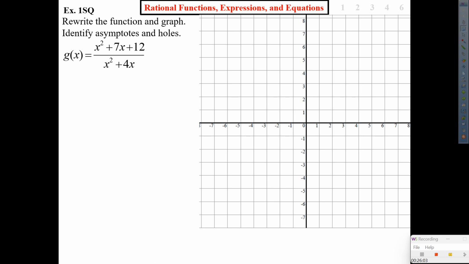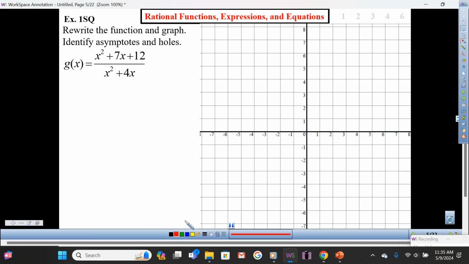Example 1, super Q. G of x equals x squared plus 7x plus 12 over x squared plus 4x. Copy that. All right. Shall we continue? Here we go. So Jacob squared, he's going to pass it to someone. So tell your neighbor the first step that you would do. First step. Then Jacob squared is going to pass to someone. What is the first step we do with that? All right, Jacob squared, pass someone.